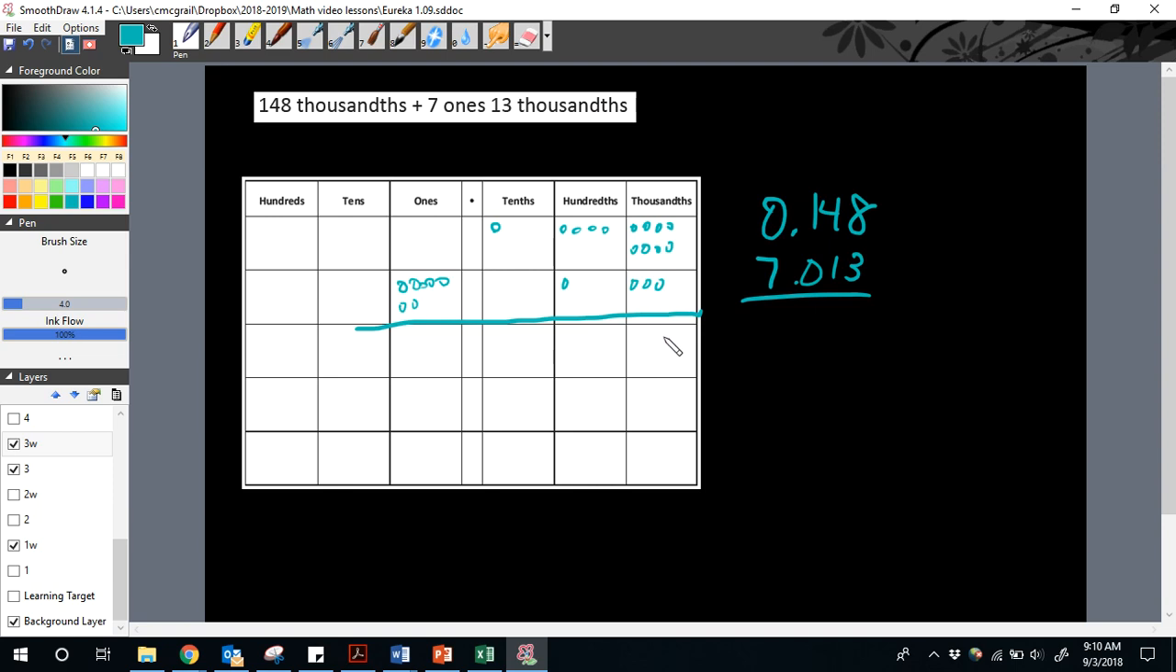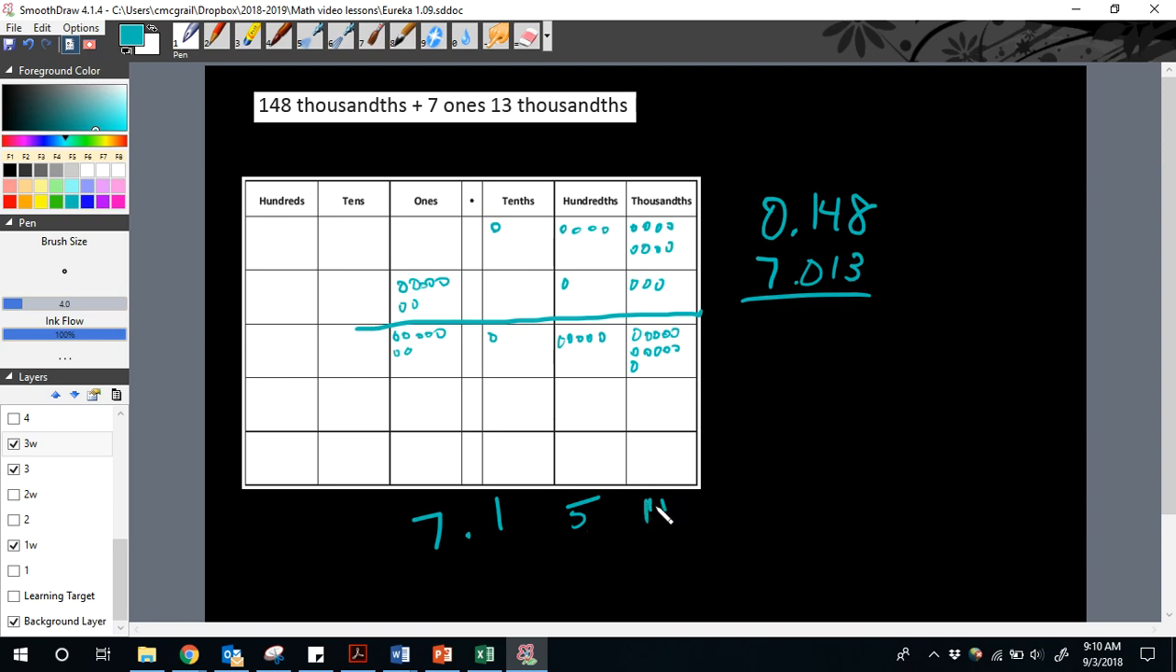8 plus 3 is 11. 4 plus 1 is 5. 1 plus 0 is 1. And 0 plus 7 is 7. Okay, so right now I have 7 ones, 1/10, 5 hundredths, and 11 thousandths.